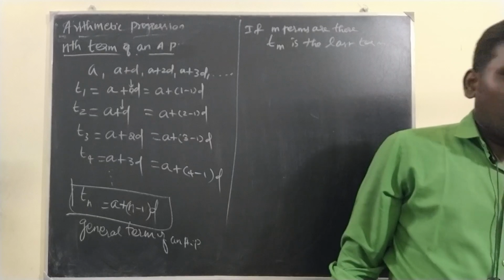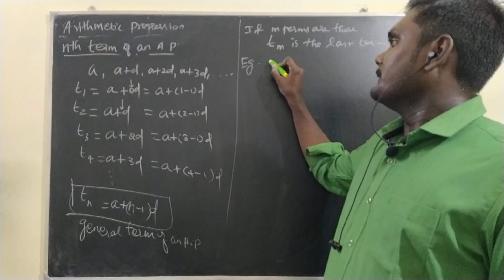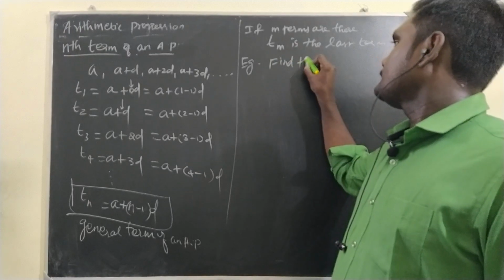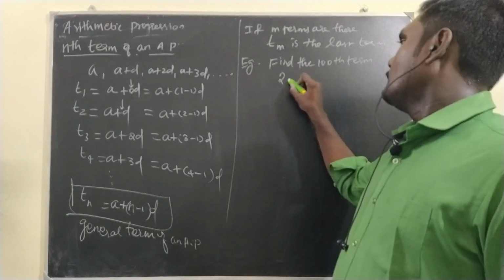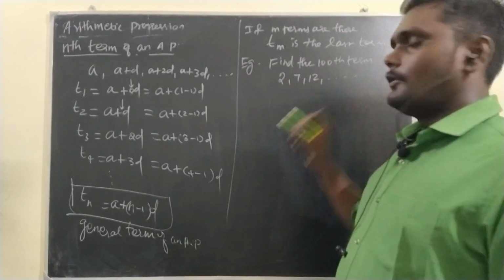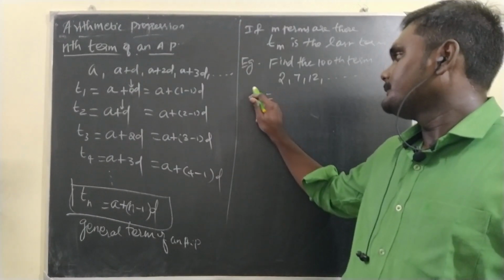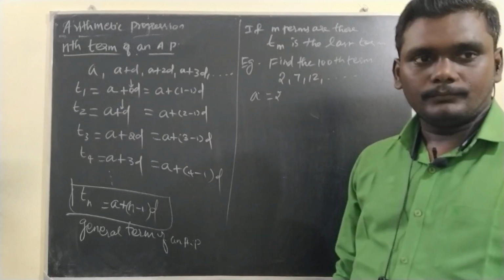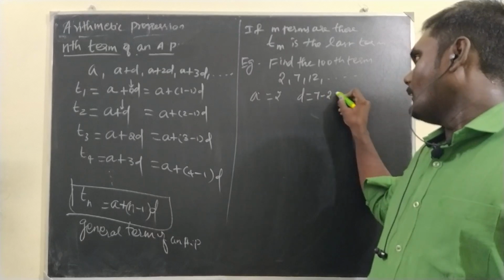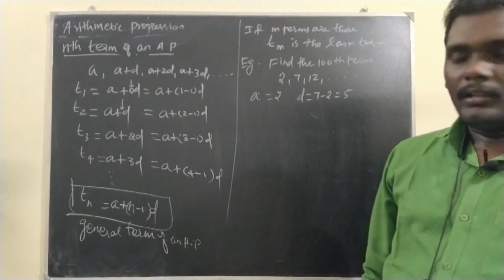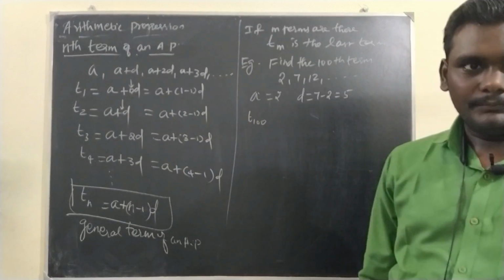Okay, so example 3: find the 100th term of the arithmetic progression 2, 7, 12 and so on. This is the given sequence. So what is our A? First term, 2. Common difference D, 7 minus 2, which is 5. Now we need to find T100, the 100th term.